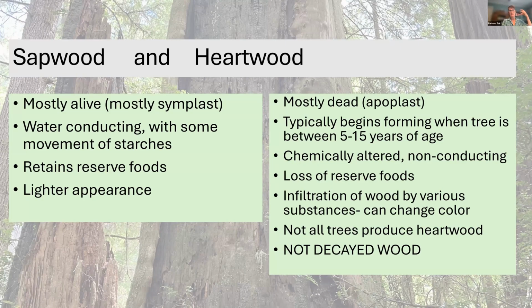That's where all of the conducting stuff happens, where water and nutrients move throughout the plant. Not all plants form heartwood and sapwood. Some might just be solely sapwood, but many species here do have both sapwood and heartwood.